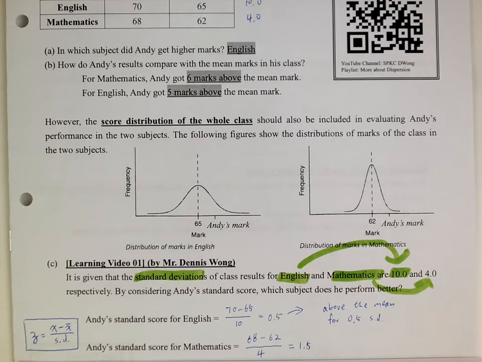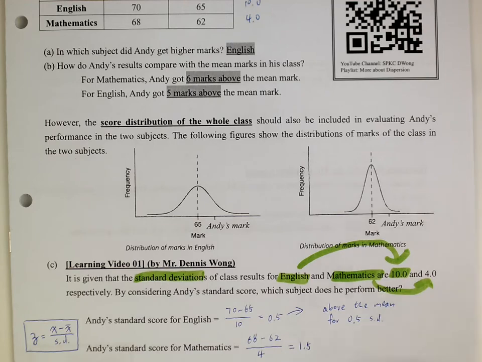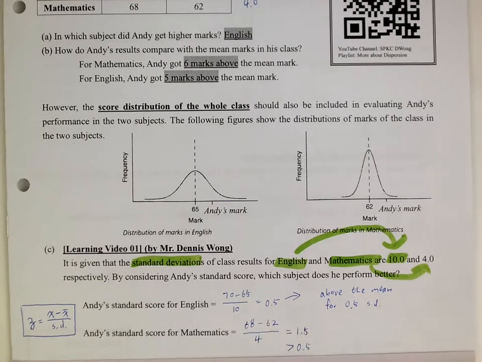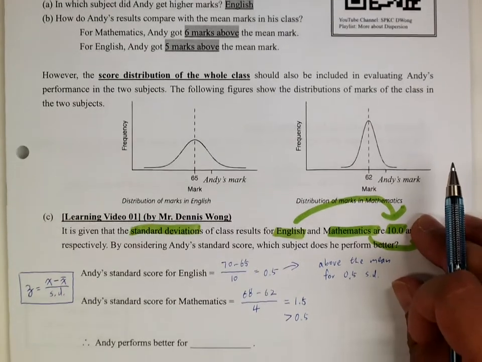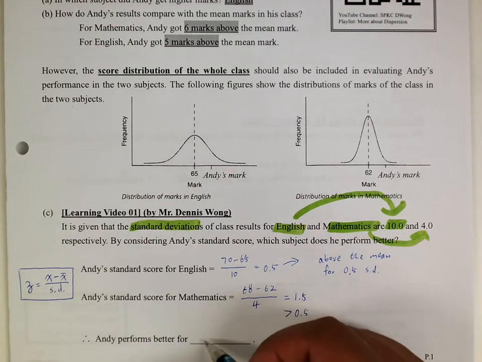So this value can tell us the relative performance of Andy relative to the whole class. If we compare these two values, 1.5 is larger than 0.5, which means that Andy's score for mathematics is relatively higher than the mean of the whole class by 1.5 standard deviation. Based on this, we can conclude that Andy performs better in mathematics.